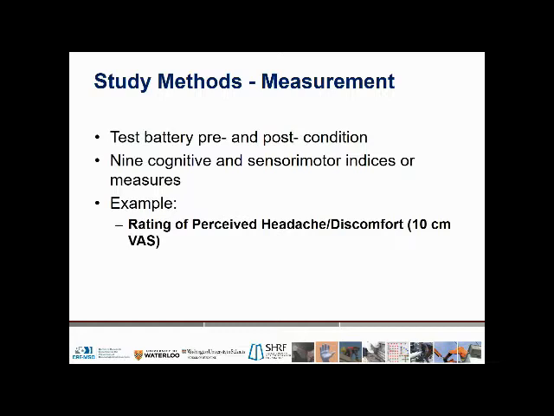We recorded a test battery before and after each condition, and this test battery consisted of 9 cognitive and sensory motor measures. Just to provide a detailed example, we asked participants to rate their perceived headache and discomfort using a 10 centimeter visual analog scale. Here the anchor points were no discomfort to maximal discomfort, and this score was later expressed as a rating between 0 and 100.